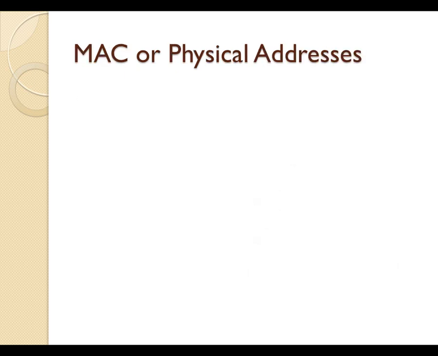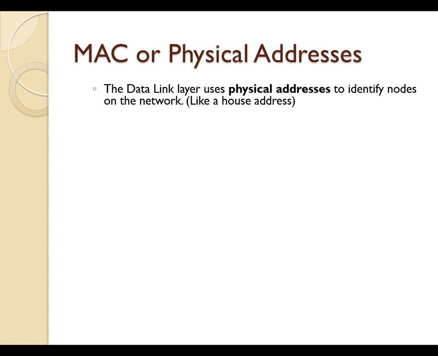We have to start with a MAC, or physical address. MAC stands for Media Access Control. And the data link layer uses physical addresses to identify nodes on the network. And this is much like your house address. Every node on a network has to have a unique physical address. And I'll show you shortly how that is accomplished. So there must not be any duplication globally of MAC addresses or physical addresses.